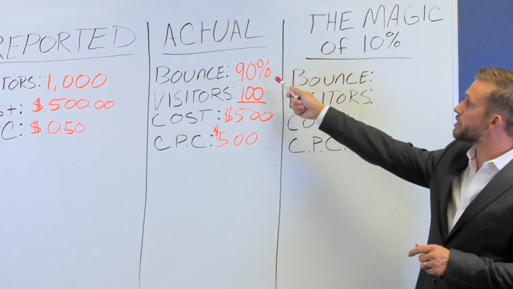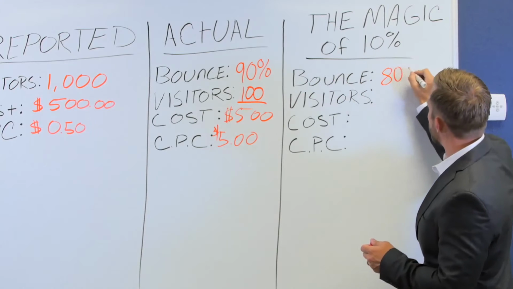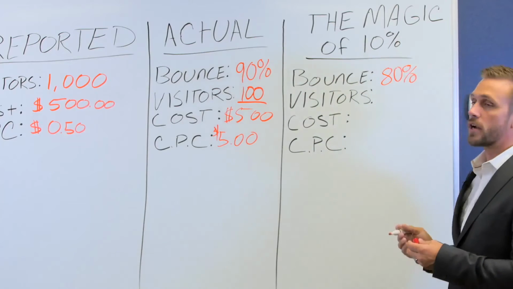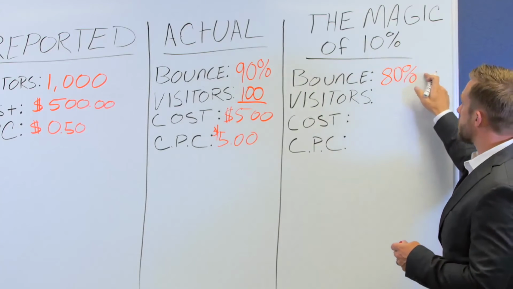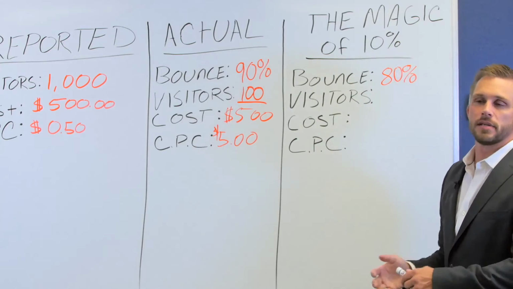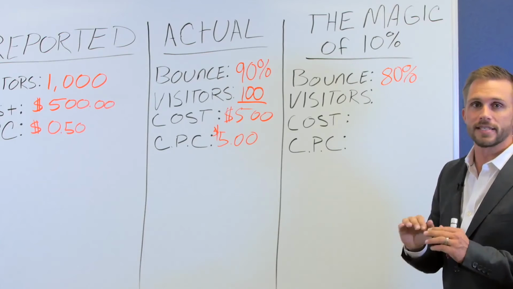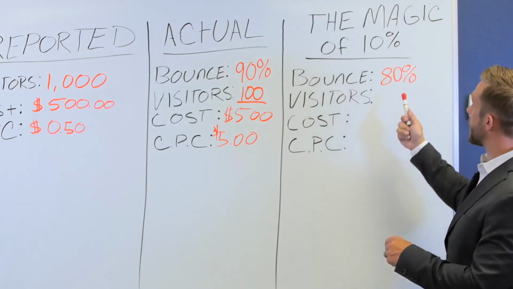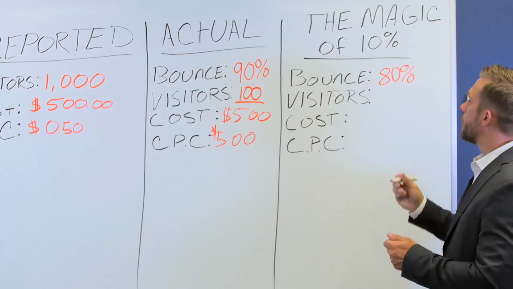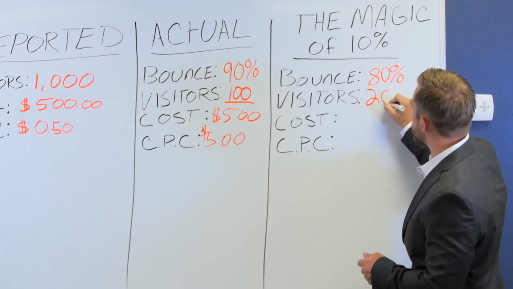Let's say we reduced our bounce rate 10%. So our bounce rate is now 80%, okay? So a 10% reduction. A 10% reduction in your bounce rate is as easy as resizing all of the images on your website so they load faster. I mean, it's nothing crazy to do. So you get a 10% incremental reduction, but that results in a massive doubling of your visitors.